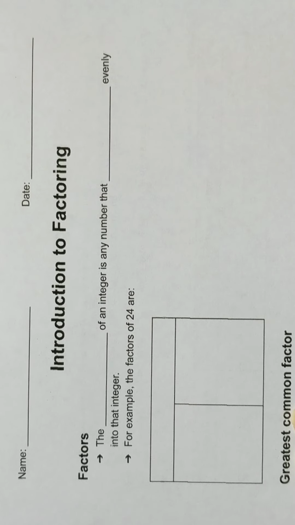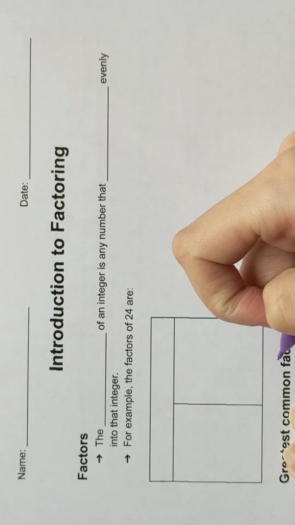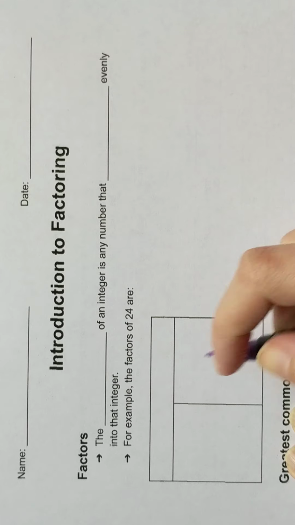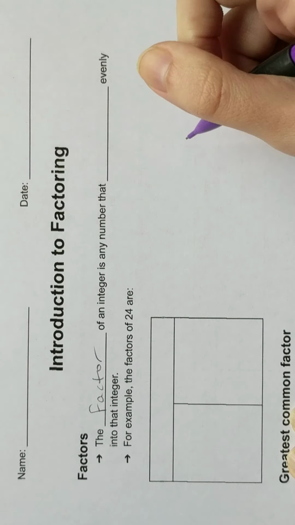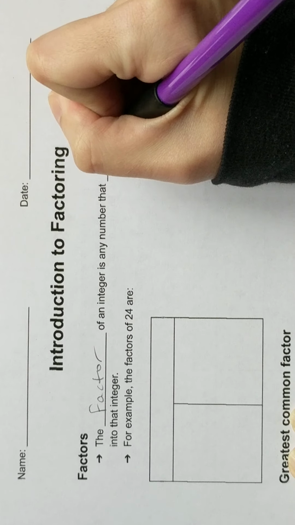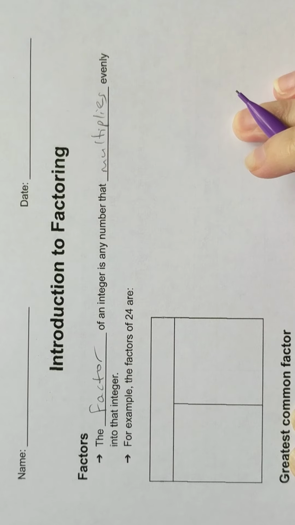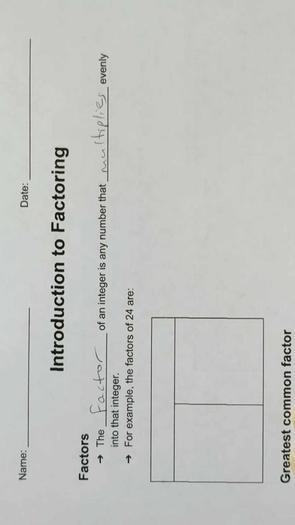Okay, so we're going to get started with an intro to factoring lesson. Factoring is something that you did in elementary school, so we're going to just review that and get you all warmed up. Remember that the factor of an integer is any number that multiplies evenly into that integer. Okay, so for example, the factors of 24 are.